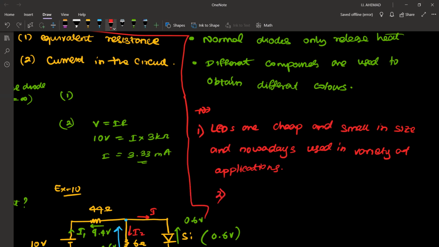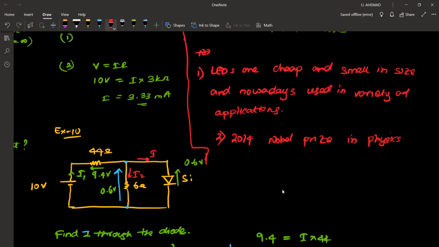Note number two: the 2014 Nobel Prize in physics was given for the discovery of efficient blue LEDs.